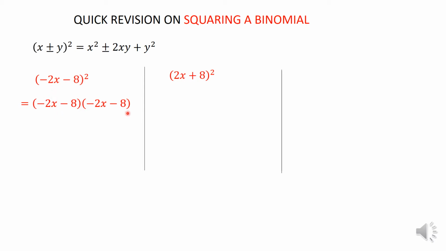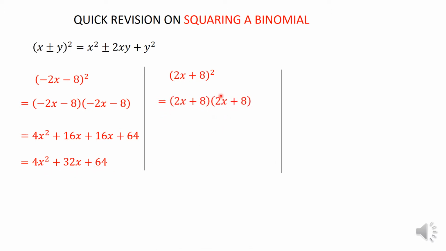I hope you still remember how you can multiply. Basically, you should arrive at 4x squared plus 16x plus 16x plus 64. You can see that that's twice the value of the product of that. So when you clean it up, it gives you 4x squared plus 32x plus 64. You're going to get the same if you do the other one. If you're squaring any value, whether that value is positive or negative, you expect to get positive answers.